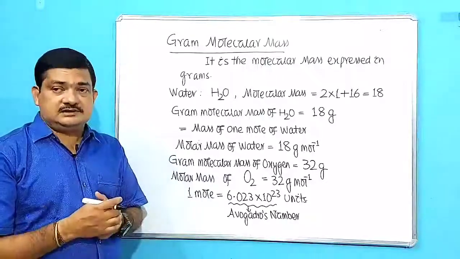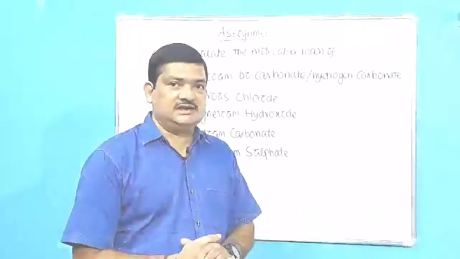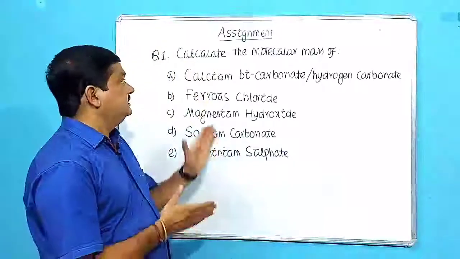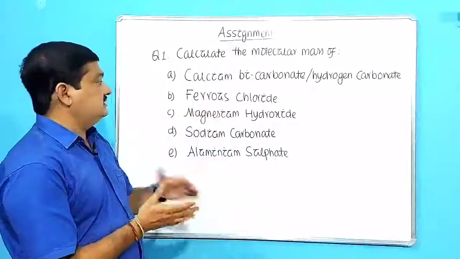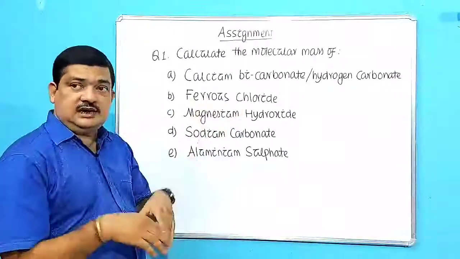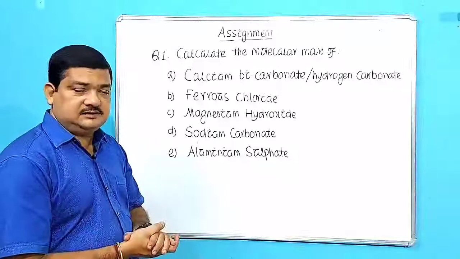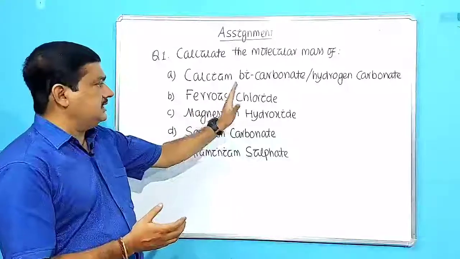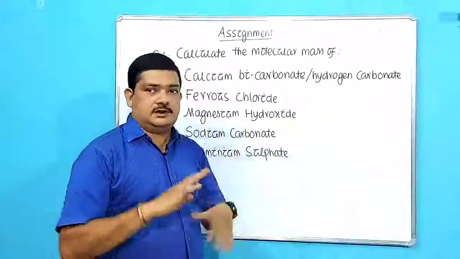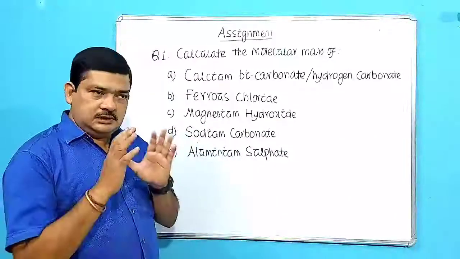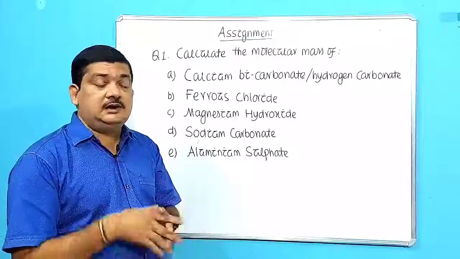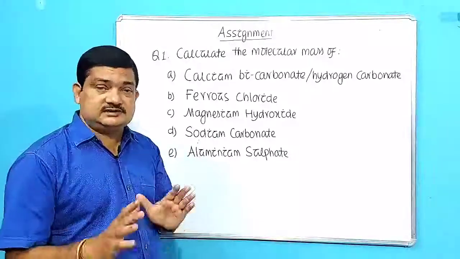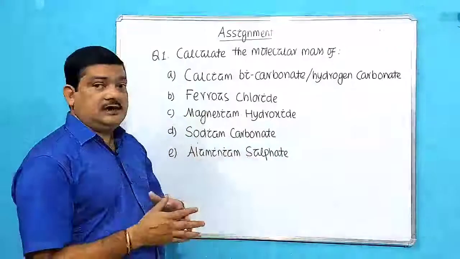Then next I will give you some assignments. Students, these are the assignments. Simple assignment: you have to calculate the molecular mass of these. Calcium bicarbonate. I have already given you the example of magnesium bicarbonate. It is called calcium bicarbonate or calcium hydrogen carbonate. I am giving you two options, you need not write both of them, either bicarbonate or hydrogen carbonate. They are the same. Then ferrous chloride.